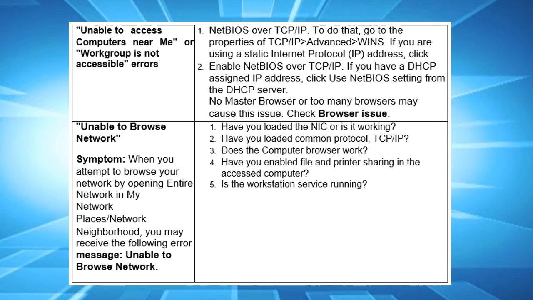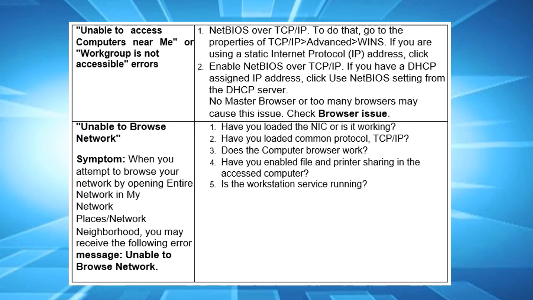Then last, we have "unable to browse network." The symptom is when you attempt to browse your network by opening Entire Network in My Network Places or Network Neighborhood, and you may receive the following error message: unable to browse network.